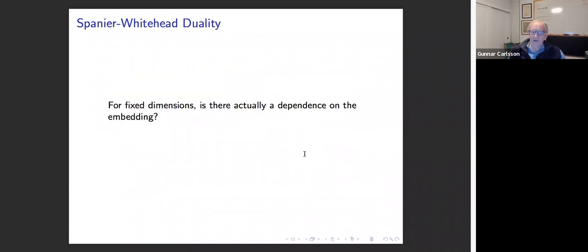Okay, so now the question is, we don't really care about that stable world. We don't live in that stable world. So we really want to know the actual spaces involved. And so the question is, for fixed dimensions, is there actually a dependence on the embedding? And the answer is clearly yes.